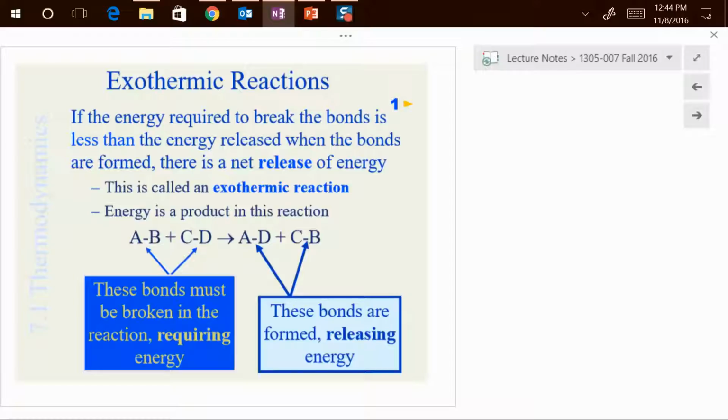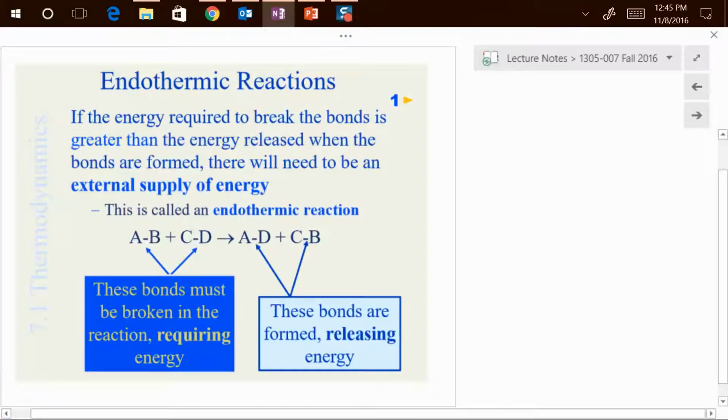Does it feel hot or does it feel cold? If it feels cold, that means I absorbed more energy than I released, and so therefore this is an endothermic reaction. If it feels hot, I released more energy than I absorbed, so therefore this is an exothermic reaction. Okay? So for an endothermic reaction, the energy required to break the bonds is greater than the energy released.